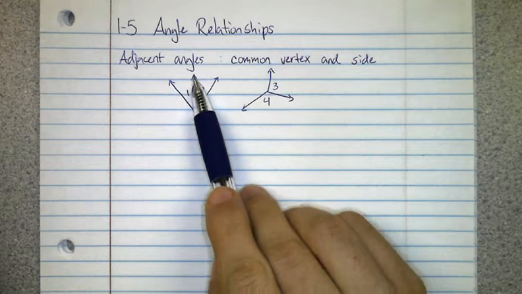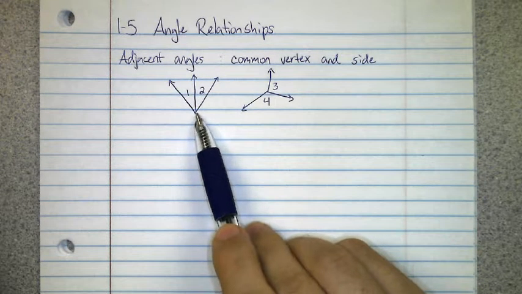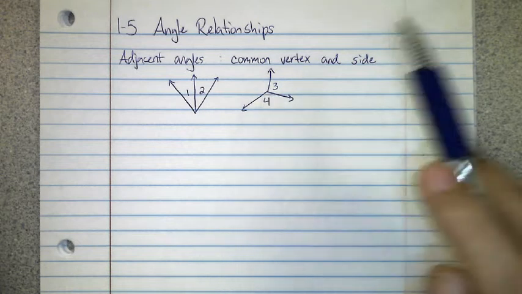So angles 1 and 2 here, they have a common side right in the middle, and they have a common vertex there. Angles 3 and 4 have a common side and a common vertex.